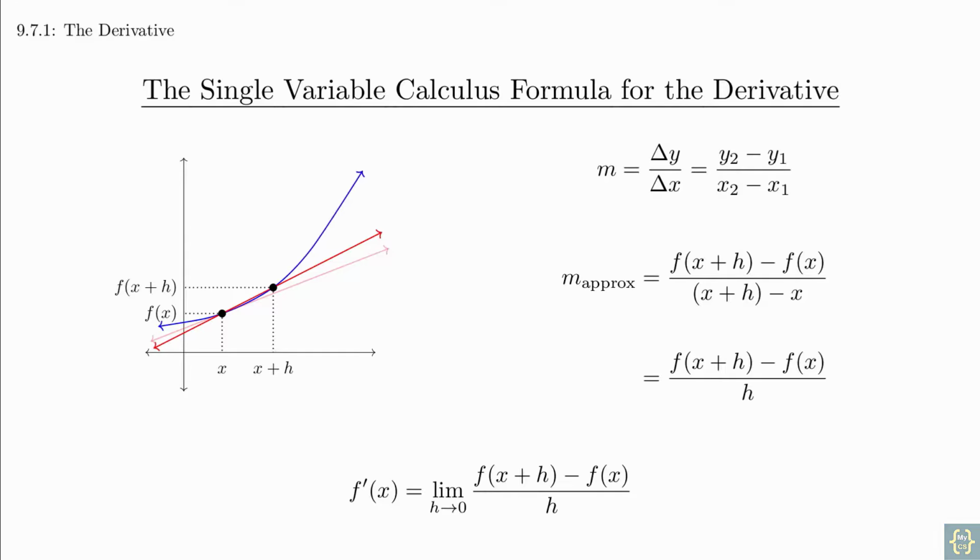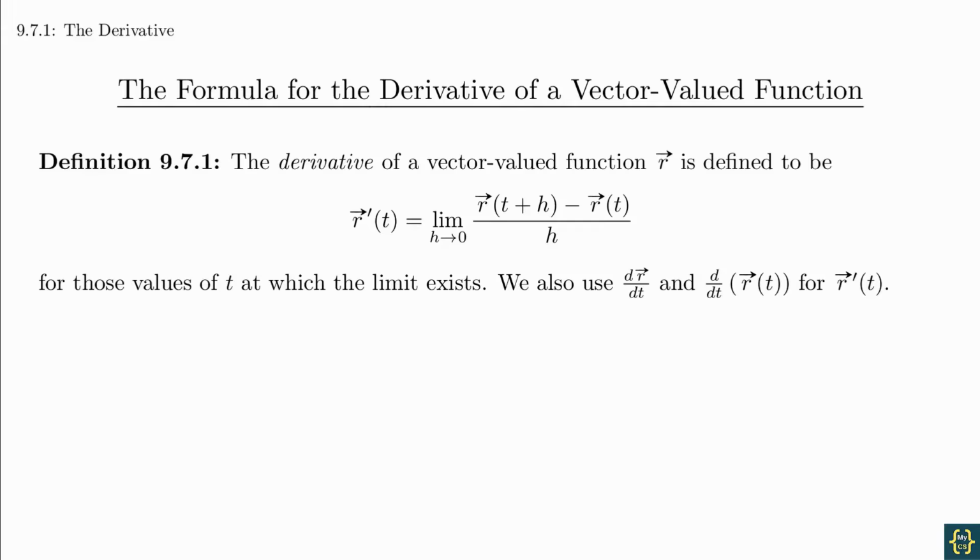When transitioning to vector-valued functions, the formula doesn't change very much. Definition. The derivative of a vector function r is defined to be this formula for the values of t at which the limit exists. We also use the notation dr/dt and d/dt of r(t) for r prime of t. We will look at the computational consequences of this formula later. For now, we'll focus on the geometry of the formula.